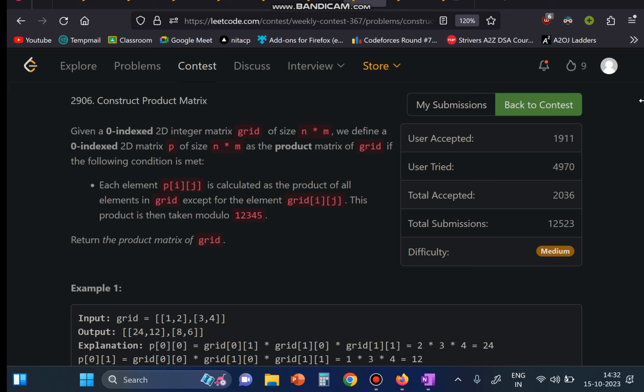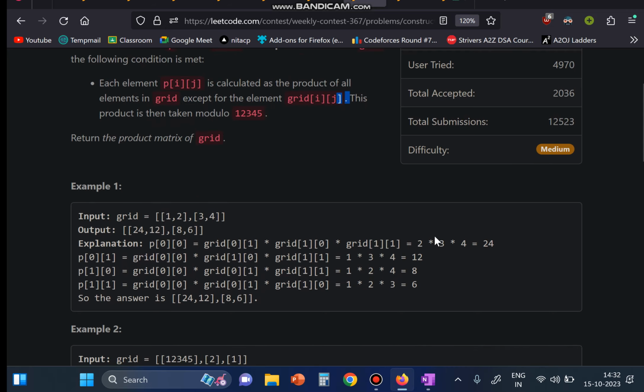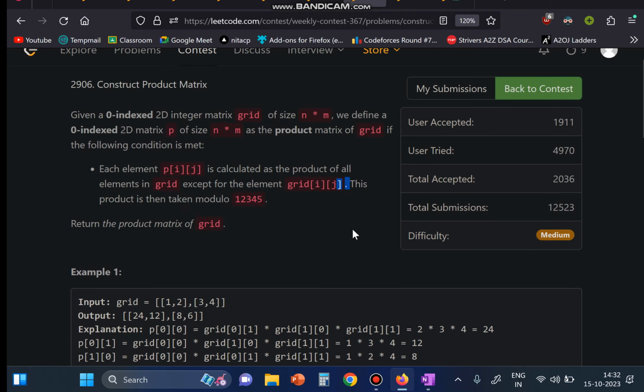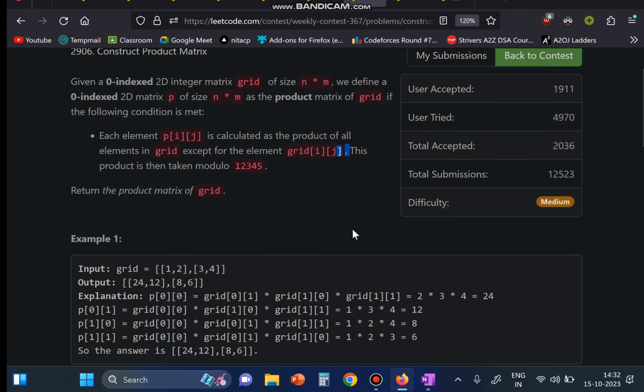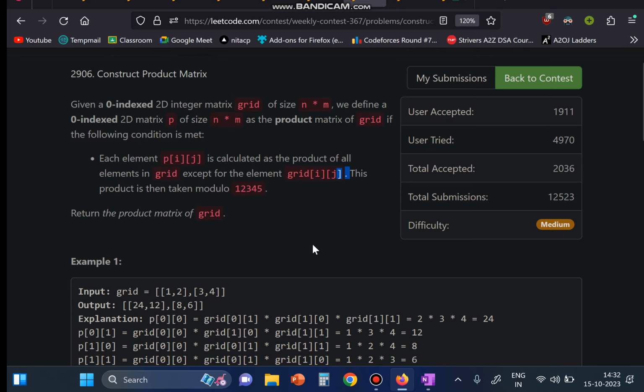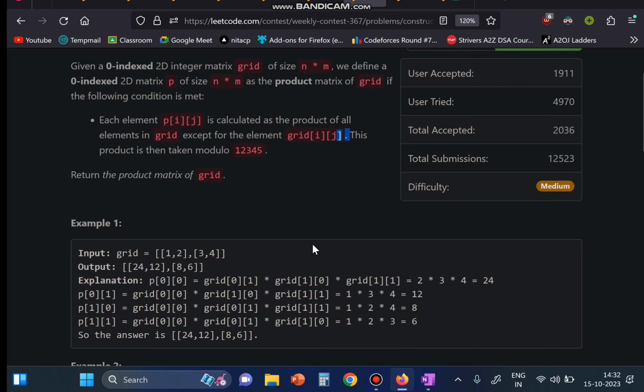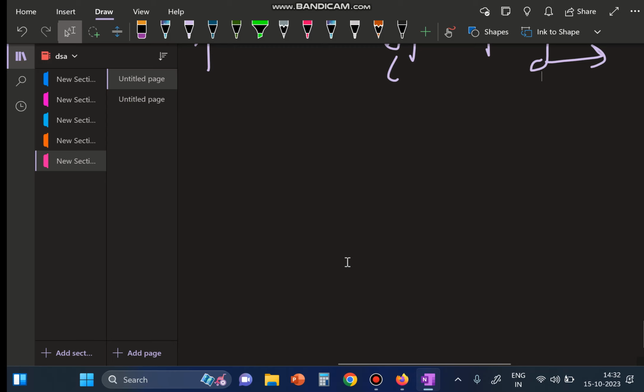In this problem we are given a matrix and we have to return one more matrix which is the product of all the elements except that element. If you have solved the problem product of array except self, this is the same problem, but here we have a 2D matrix. So we have to return the product of all the elements except the self element. Let's discuss it with an example.